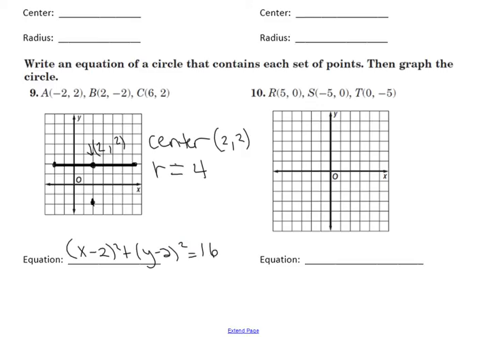And to finish up the problem, to graph the circle, we can use our compass or we can freehand it. And we would graph around these points. Clearly that's very rough. That's a little bit better.